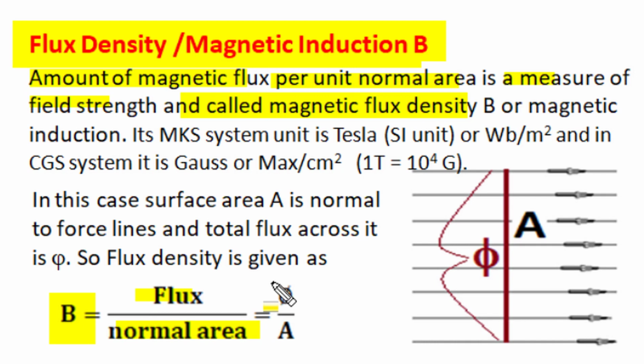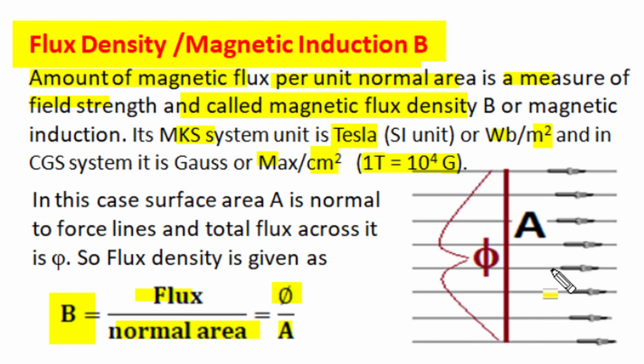Flux is denoted by letter phi and area is capital A, and the unit of flux in MKS unit is Weber, and area is measured in meter square. So flux density or magnetic induction unit is Weber per meter square in MKS unit, and in short form this is also known as Tesla. 1 Tesla is numerically equal to 1 Weber per meter square, and both are MKS units, but Tesla is the SI unit of magnetic induction. In CGS system, flux is measured in Maxwell, area is measured in centimeter square, and Maxwell per centimeter square is abbreviated as Gauss, and 1 Tesla is equal to 10⁴ Gauss.